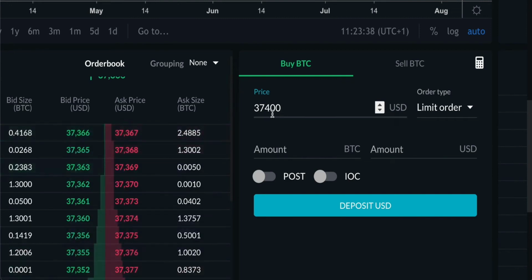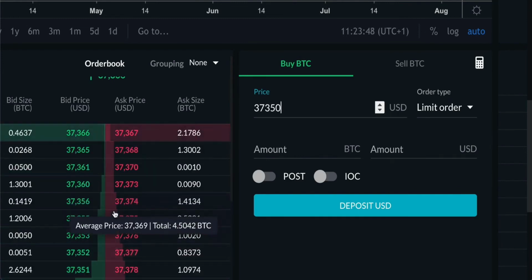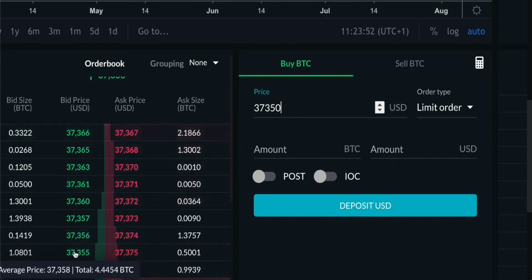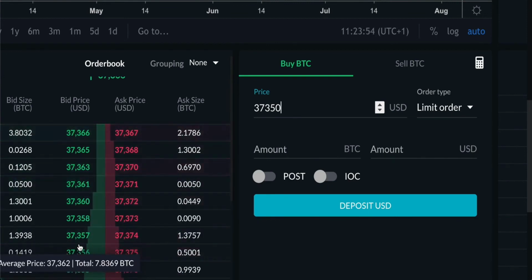These prices are a bit expensive, so we're going to change our bid to 37,350. What's going to happen is that our bid will come somewhere around here, and we can't trade straight away because we're not bidding enough for Bitcoin right now.